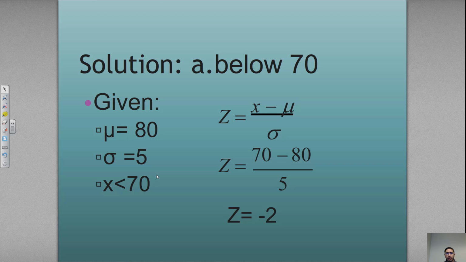But in the case of R, we do not actually need to calculate the z-scores. We can put in the mean and standard deviation as they are, the 80 and 5, and it will calculate exactly the same way. But for using the normal table, we sometimes need to calculate the standard normal score.